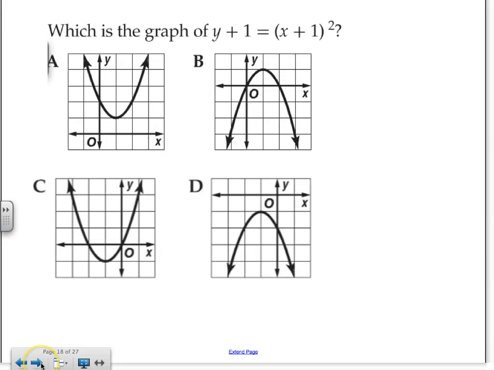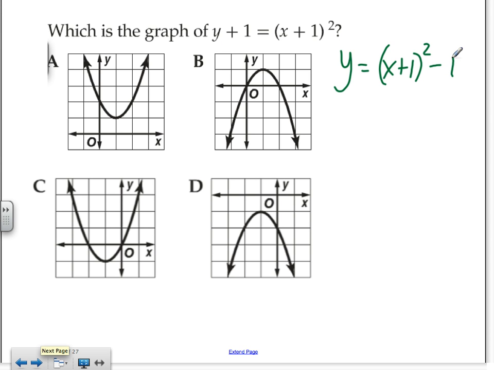Now let's see if you can actually identify this one. Tell me, which graph belongs to that equation or function? By the way, since this function is already written in this format, let's move the 1 over, because we want to get y by itself, right? So we move the 1 over. y now equals (x plus 1) squared minus 1. Look at this format.